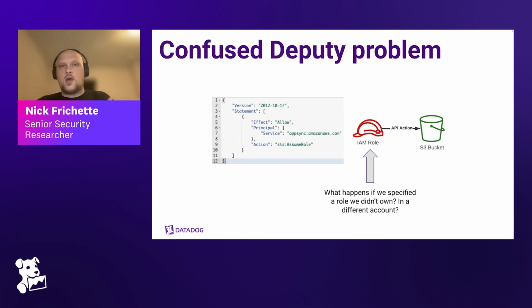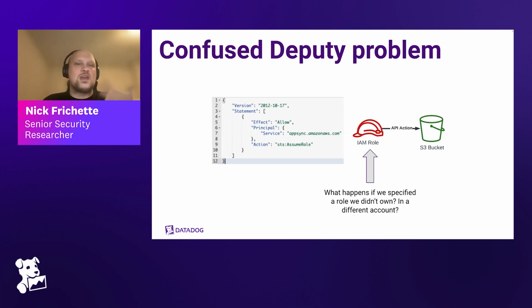This would be an example of a confused deputy problem or a confused deputy vulnerability, where a lower privileged entity, typically the attacker, is able to convince a higher privileged entity, in this case, AppSync, to perform some action that it probably doesn't actually want to perform. And so the question became, if we could convince AppSync to assume roles in other accounts, we might be able to get it to perform actions in those accounts and allow us to cross that tenancy boundary.